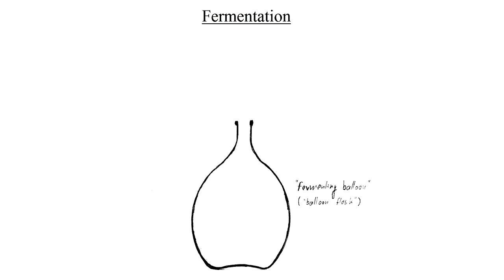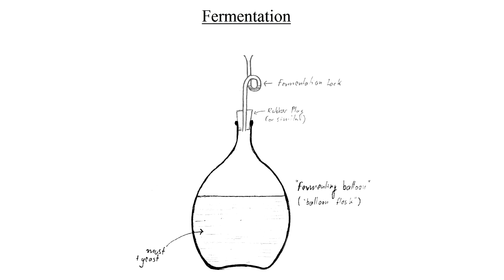The balloon flask is of course filled with the juice, water, nutrient and yeast culture. It is then closed with a fermentation lock and a rubber plug or similar device. The fermentation will kick in shortly after mixing all ingredients together, as long as the outside temperature is not too cold. Carbon dioxide gas will rise from the fluid to its surface, generating the buildup of a whitish foam.